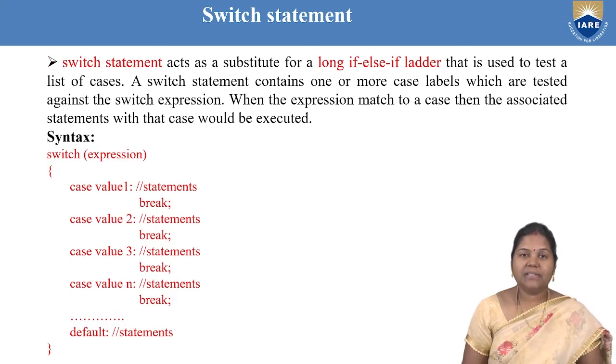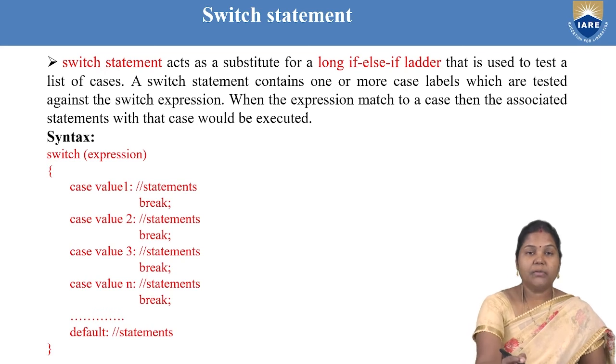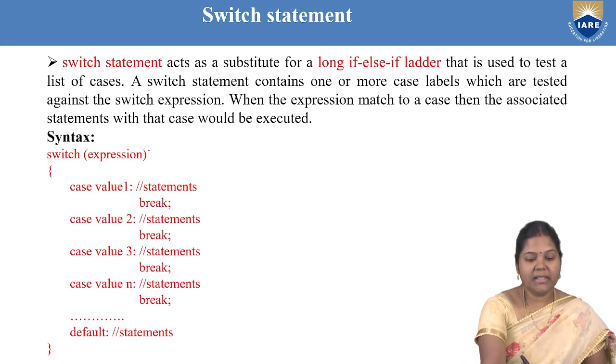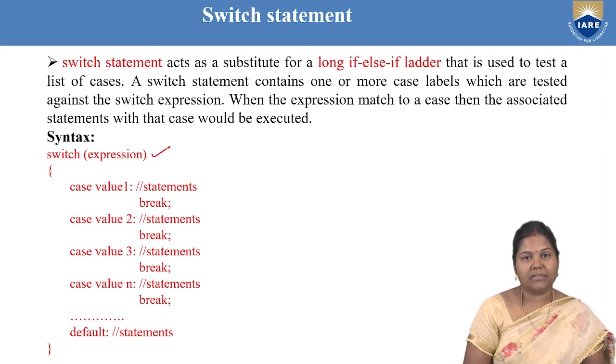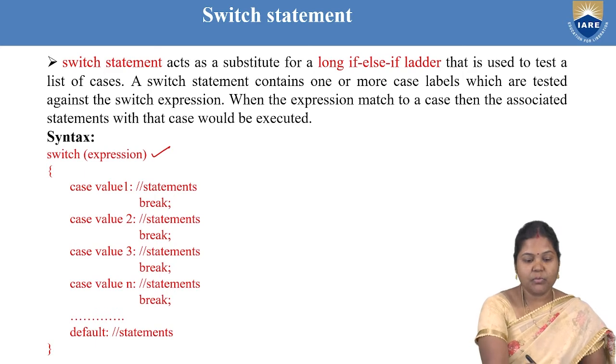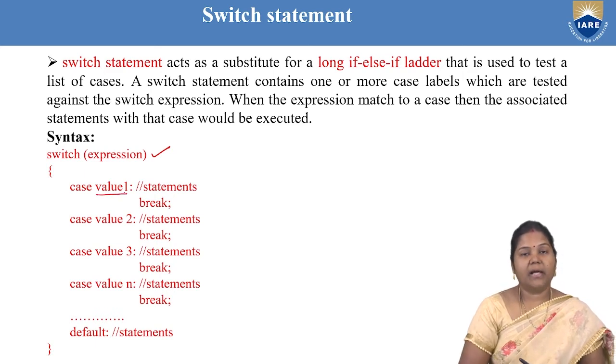So let us first see what the syntax of a switch case statement is and how to do programming with a switch case statement. To write a switch case statement, we have to use the keyword switch followed by an expression. First, you have to evaluate that expression. The value of that expression you have to match with the case labels. The case labels must be of type integer or character.